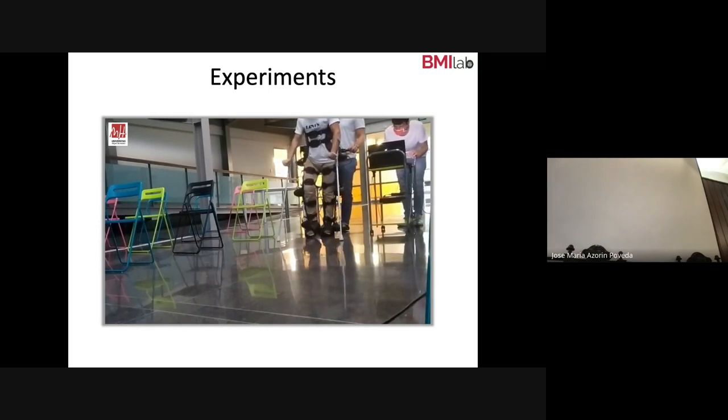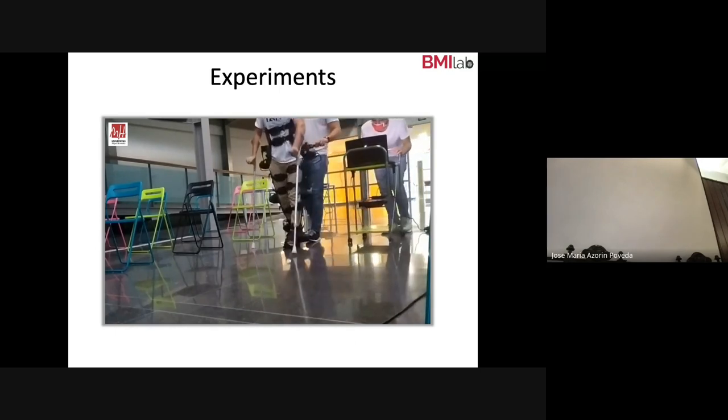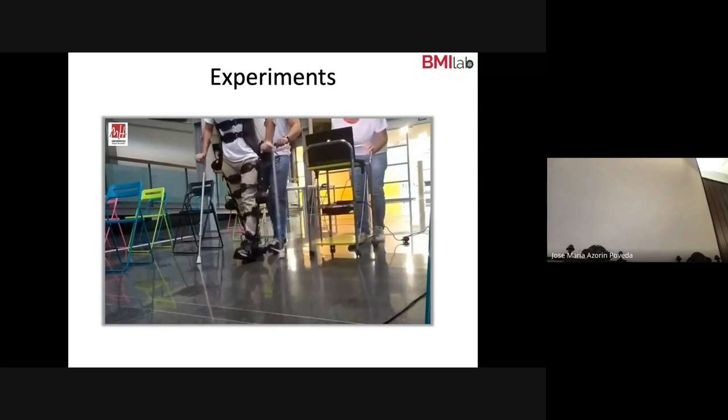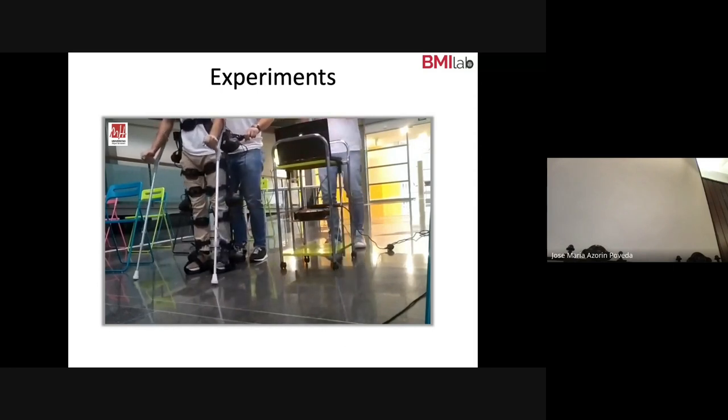Okay, so basically, in this case, the person, first of all, has to be relaxed. And when the person receives a command that she has to start to think about motor imagery, the exoskeleton is moved if the motor imagery level is good and the attention level is good. So basically, that was the idea.